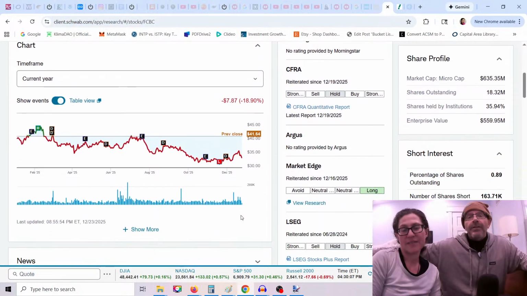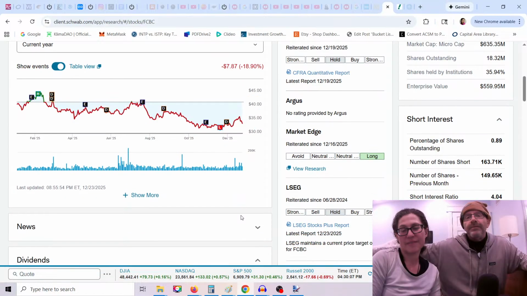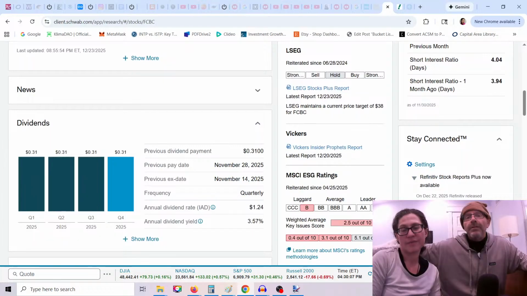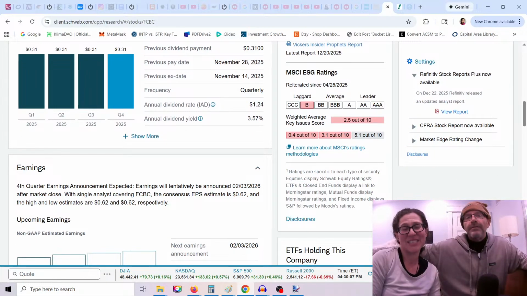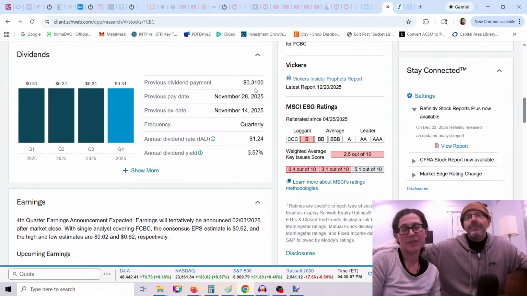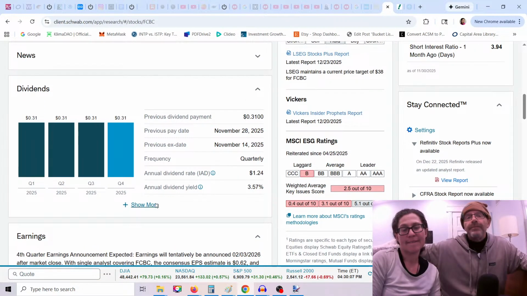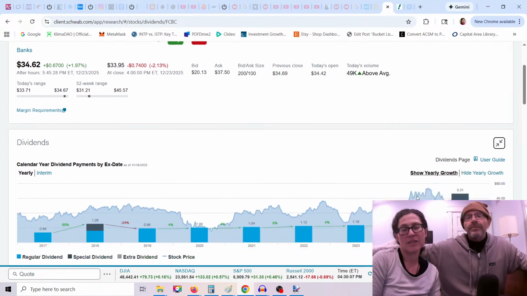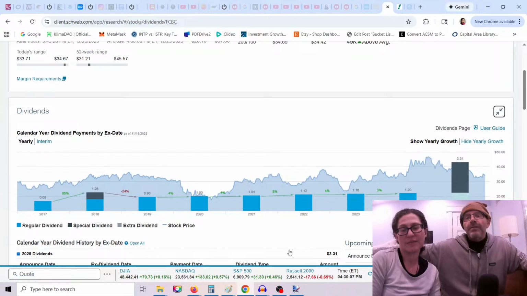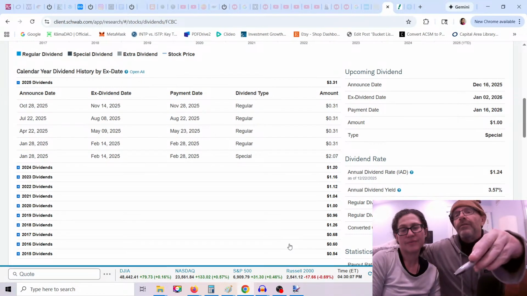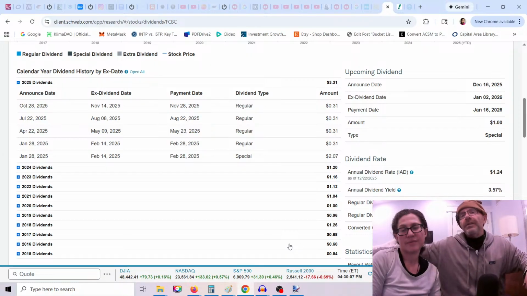33.95. Well, that chart looks really nice too. 38. 34. Okay. Chart looks really luscious. So previous 31 cents. Why does it say previous? Click on show more. Did they cut this dividend or something? What the hell is that? Go down. Let's see. Special dividend of $1 on January 2nd.